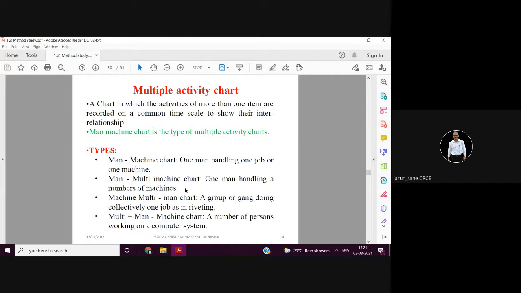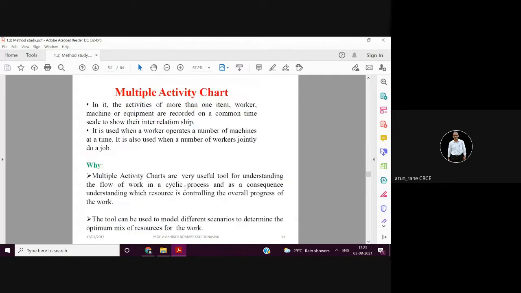Then machine and multi man chart. Machine and multi man मतलब now इसका उल्टा, मतलब क्या, एक मशीन है and there are group of peoples, ठीक है। Then multi man machine chart, that is number of persons they are working on a computer system. So this is what is your multiple activity chart. Means there are more men, there are more machines. So it is the activities of more than one item, more than one worker, more than one machine, which are recorded on a common time scale.